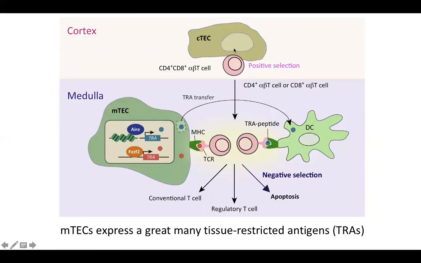So again the same thing. Cortex में क्या होता है? Positive या negative? Positive. So positive selection happens in the cortex, in which your double positive T cells will be filtered on the basis of MHC recognition. And then in the medulla happens negative selection, where your single positive T cells, now either CD4 or CD8, will be filtered on the basis of affinity to self peptides.